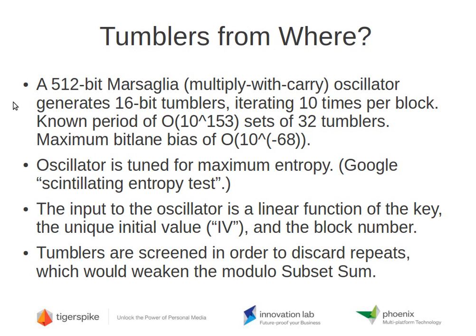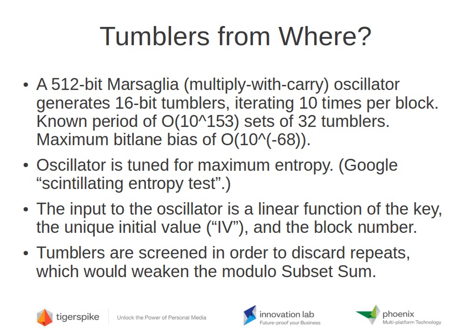Now, one of the great things about Marsaglia oscillators is that their period and their bit lane bias are pretty easy to predict. In this case, the period is on the order of 10 to the 153rd. In fact, it can be computed exactly. And the maximum bit lane bias is on the order of 10 to the minus 68. So we think that's a cryptographically safe amount of 0-1 bias.